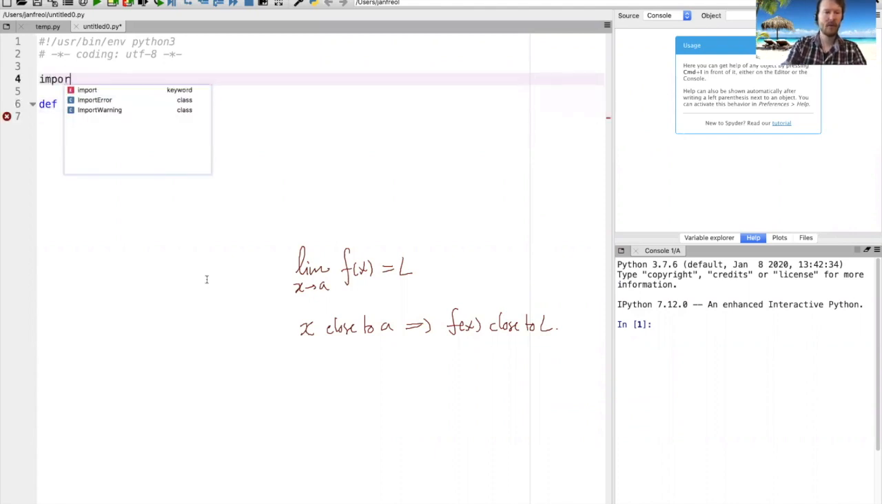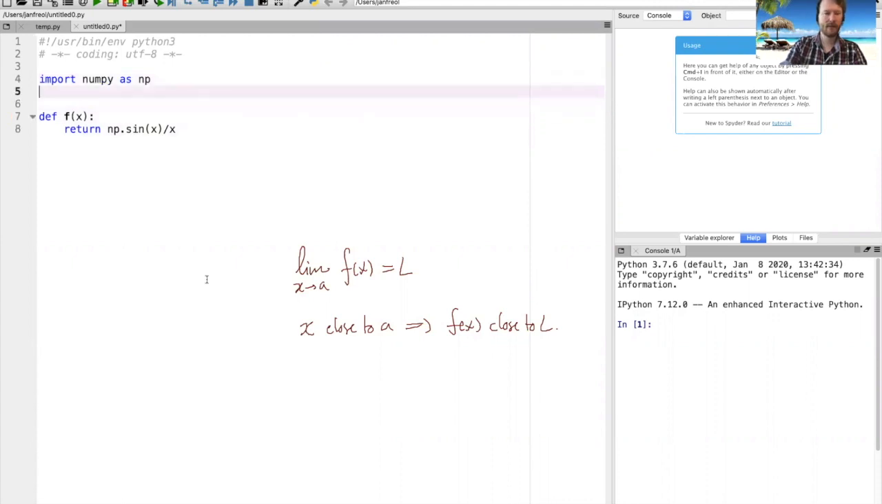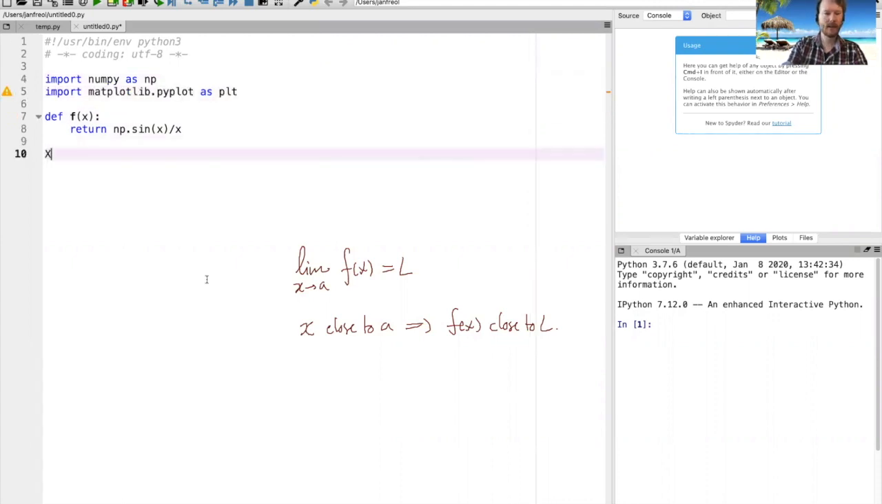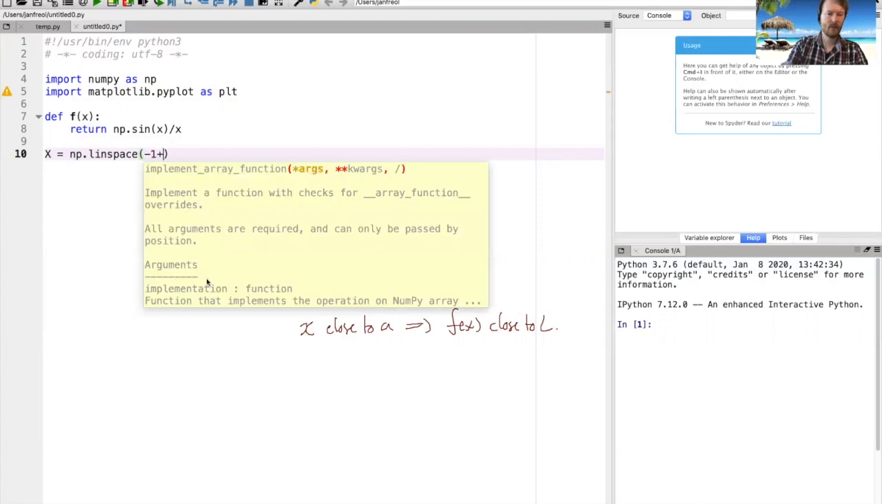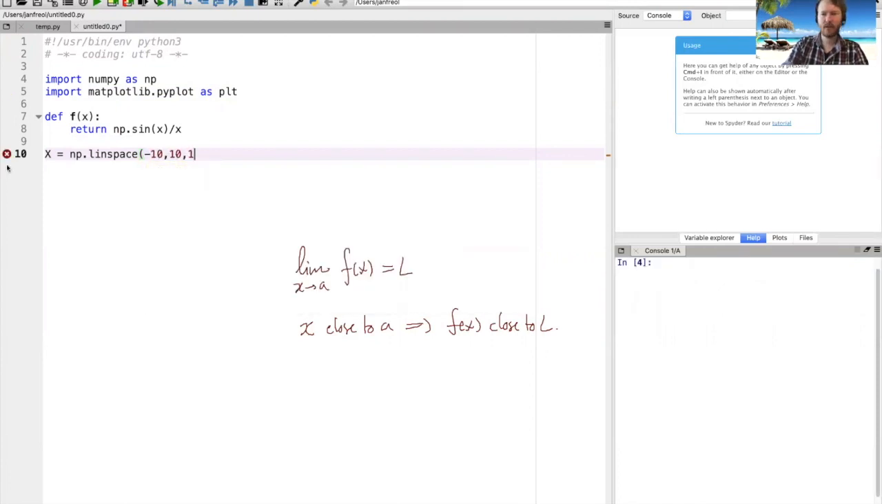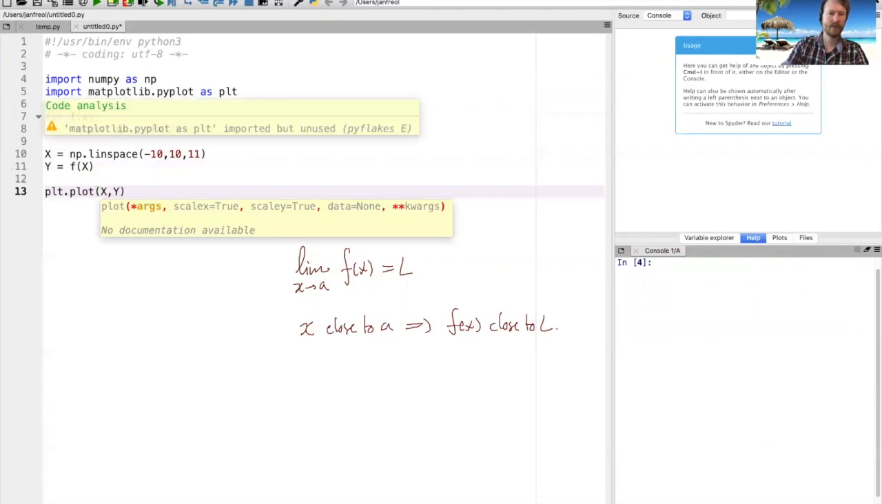So we need to import NumPy. And since we're going to look at the graph, we import matplotlib. And then we need our x-axis. Let's do from -10 to 10. Let's do this with fairly few points, 11 points. y equals f of x. And then plt.plot(x, y).